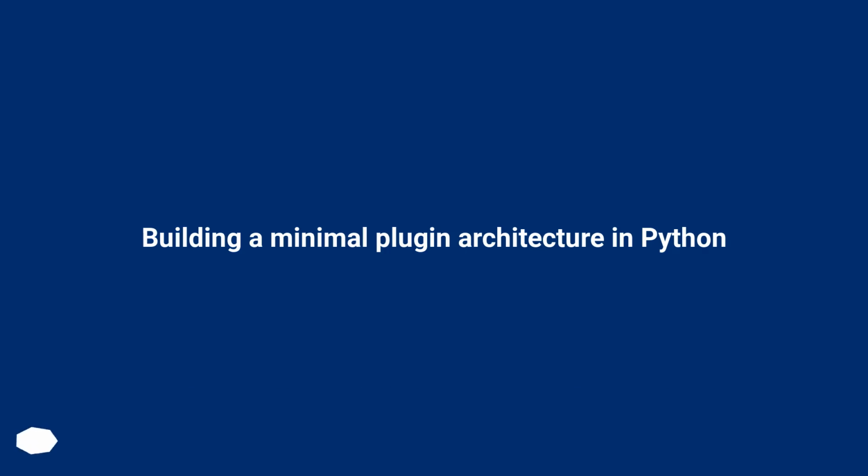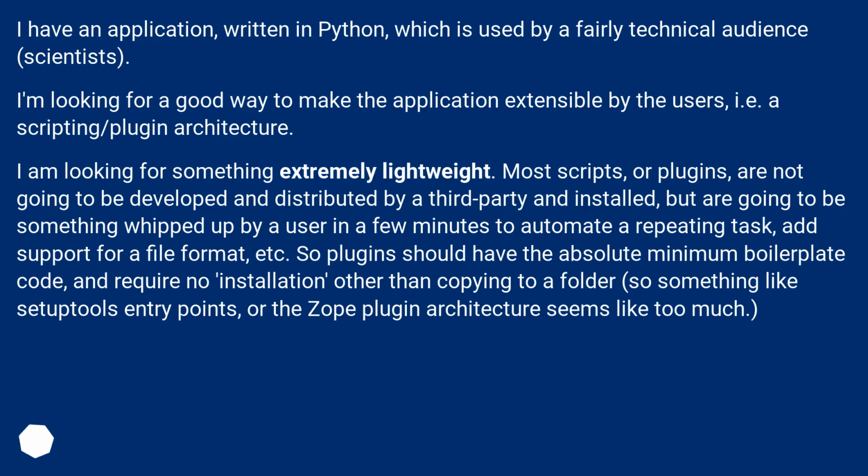Building a minimal plugin architecture in Python. I have an application, written in Python, which is used by a fairly technical audience, scientists. I'm looking for a good way to make the application extensible by the users, i.e. a scripting/plugin architecture. I am looking for something extremely lightweight.